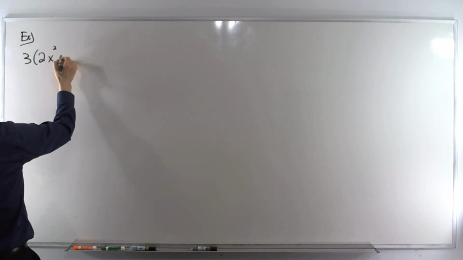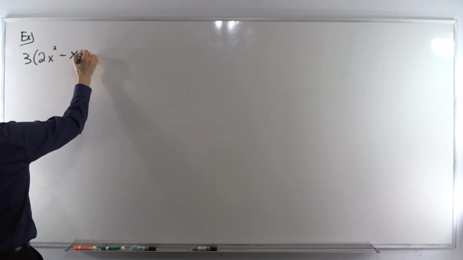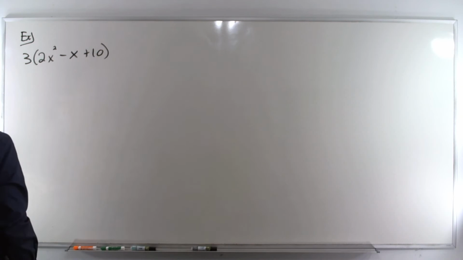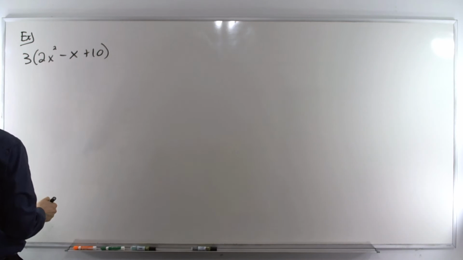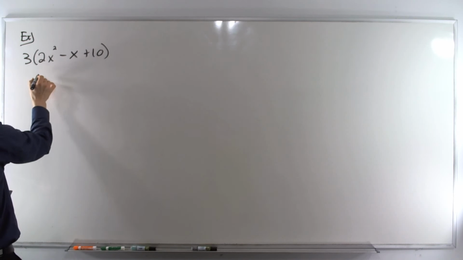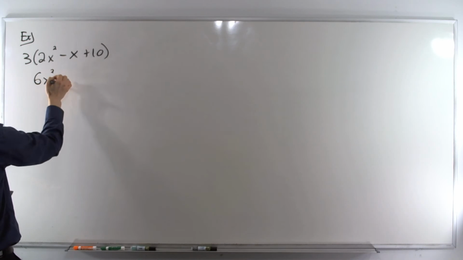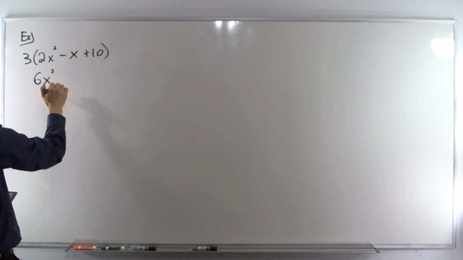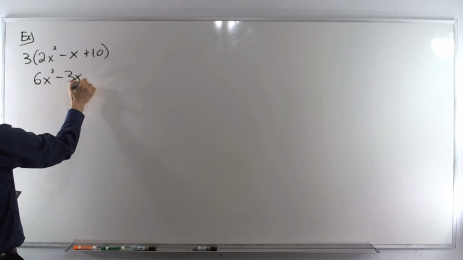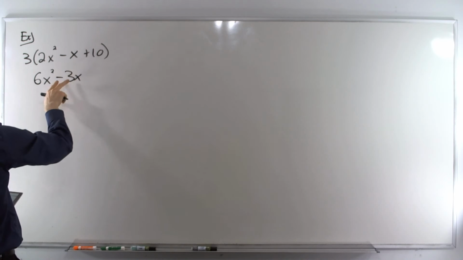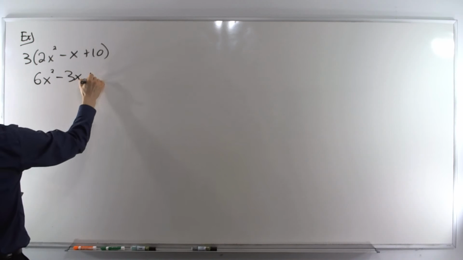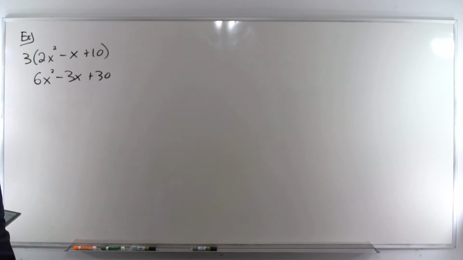So we might have anything inside the parentheses. It's very common to multiply by a polynomial like this, where you've got exponents and stuff. All right, it's going to work the same way. 3 times 2 is 6, so that's 6, leaving x squared as the variable part. All right, 3 times the negative sign means negative 1, so 3 times negative 1 is negative 3. And plus 30.